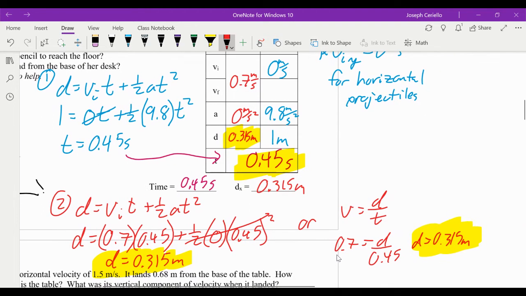You could also use this equation, v equals d over t. That's the only equation you can use in the x direction. So you have 0.7 equals d over t, and you get 0.315. You can never use this equation in the y direction. Don't try it, because that equation assumes that the acceleration is 0.